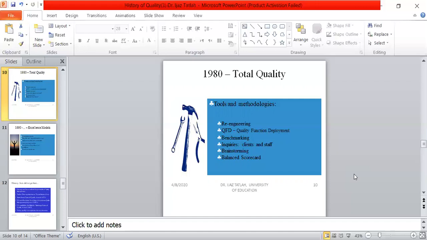Tools and methodologies used for total quality management in 1980: re-engineering, quality function deployment, benchmarking, inquiries of client and staff, brainstorming, balanced scorecard. So all these six tools and methodologies make assure total quality management.